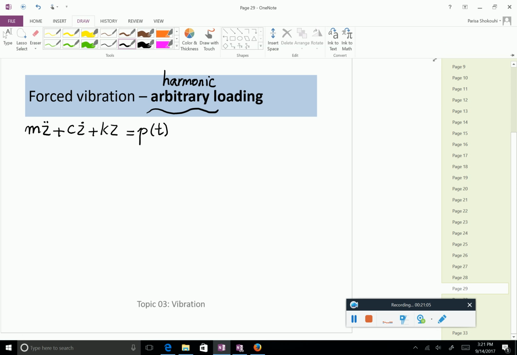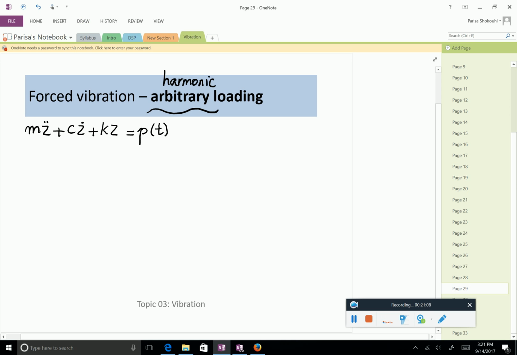So something very easy conceptually is that, okay, if we know the answer to harmonic loading, didn't we say that every function can be written in Fourier series? So that makes everything very simple. Meaning we can just write this now arbitrary function in the form of Fourier series. No matter how arbitrary this is, we can see that it can be written in this form.